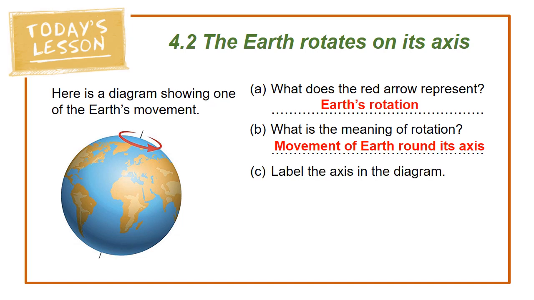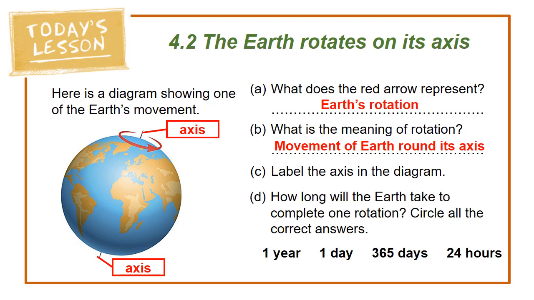For letter C, label the axis in the diagram. We have this one, or this one is also correct. And lastly, how long will the Earth take to complete one rotation? Circle all the correct answers. The answers are 1 day and 24 hours.